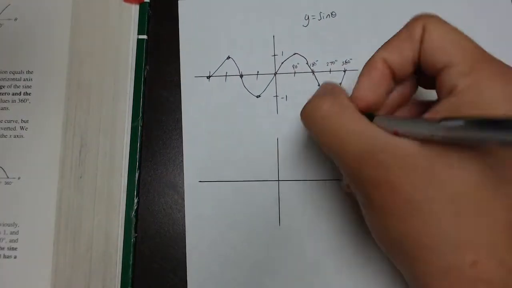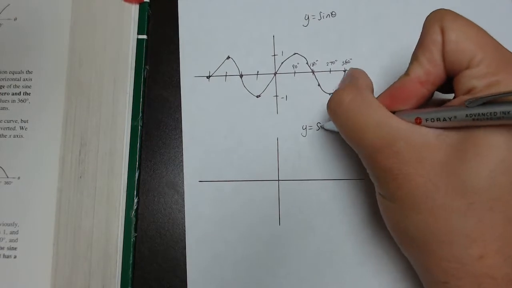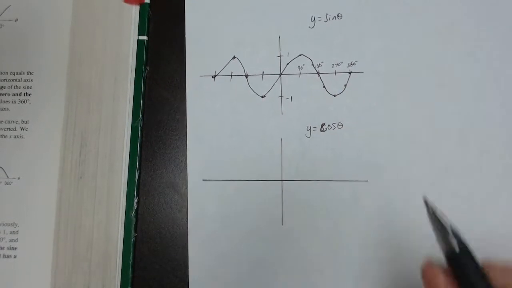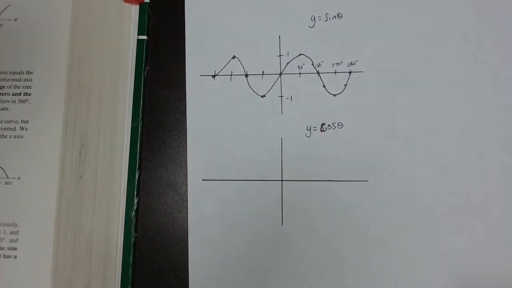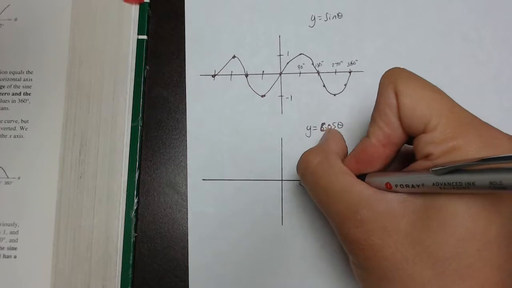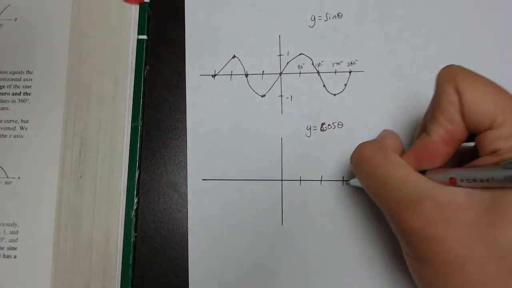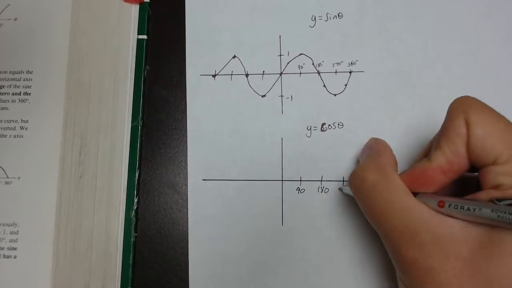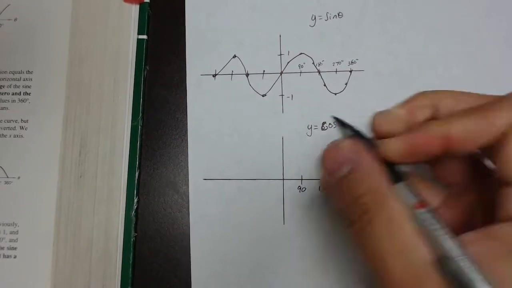What I would get for y equals cosine of theta is I would get this at 0. We'll do here 1, 2, 3, 4. That's 90, 180, 270, 360.